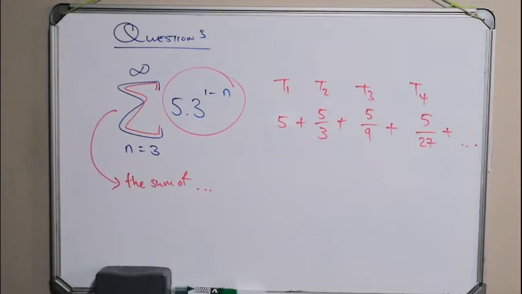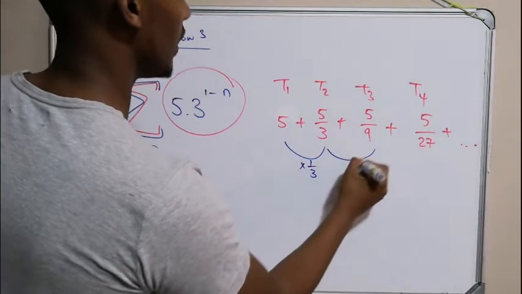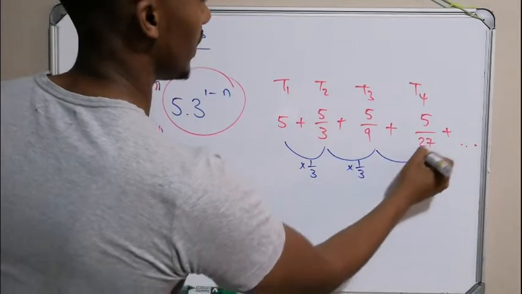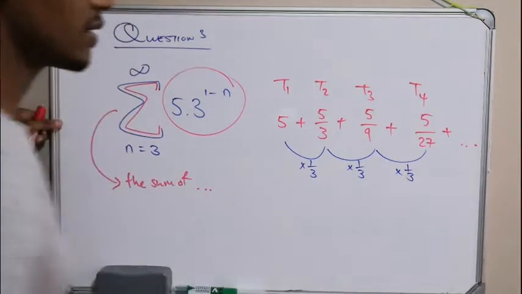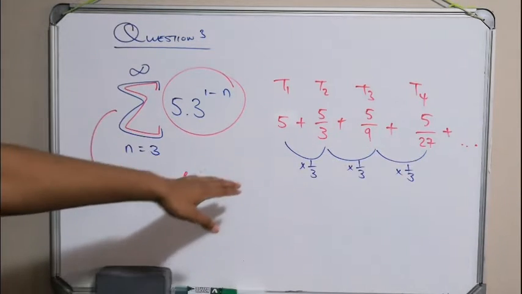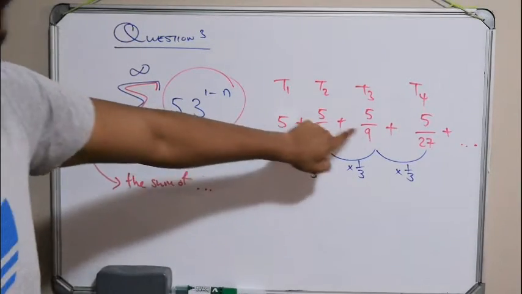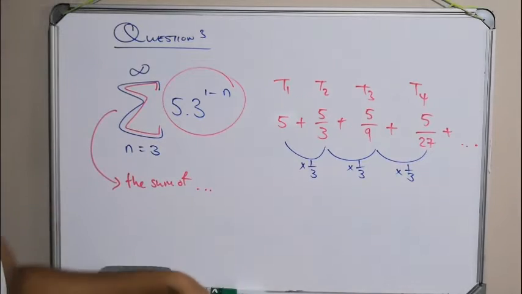So basically we can now see that there's a constant ratio of a third. Each term is being multiplied by a third to get to the next term. So this is a geometric pattern. We could quickly identify that by looking at the numbers and seeing that the denominator goes from 3 to 9 to 27. So clearly you are multiplying the denominator by 3, hence the ratio being 1 over 3.